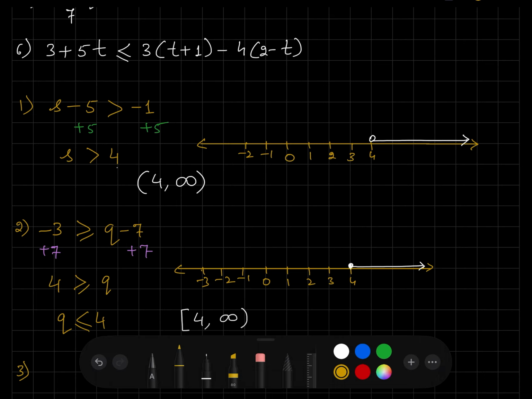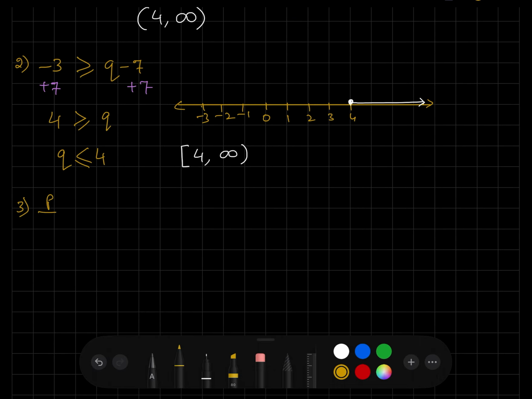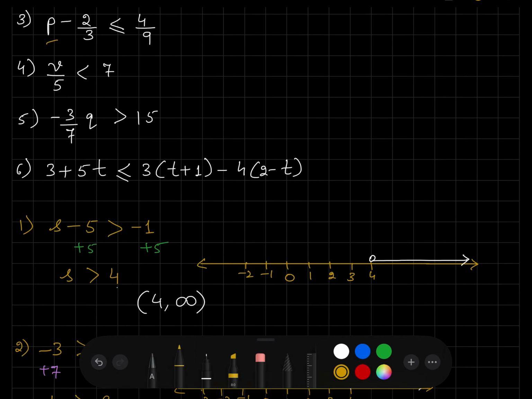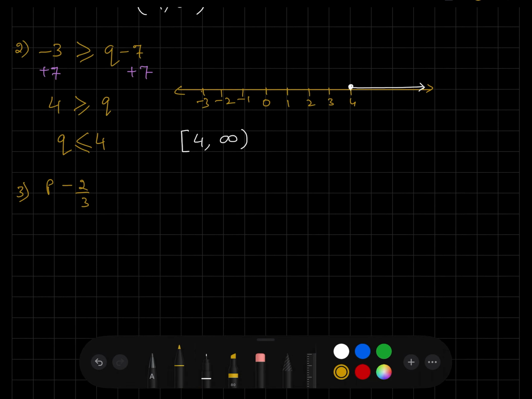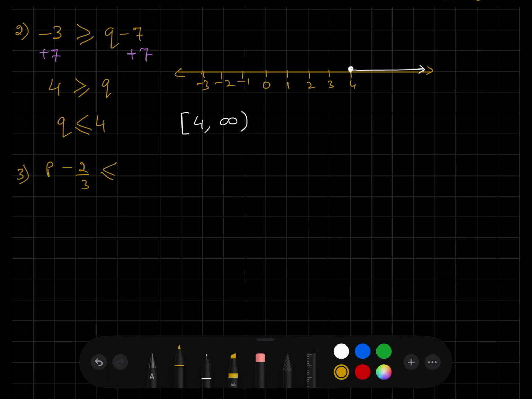What is this? p minus 2 over 3, less than or equal to 4 over 9. So what will we do? Balancing: plus 2 by 3 on both sides. On the left hand side we will be left with just p, so p is less than or equal to 4 over 9 plus 2 by 3.